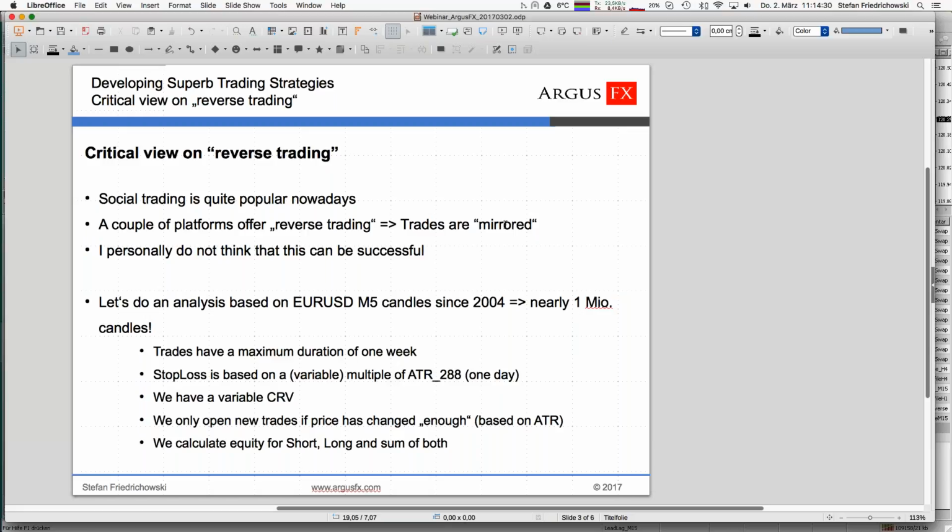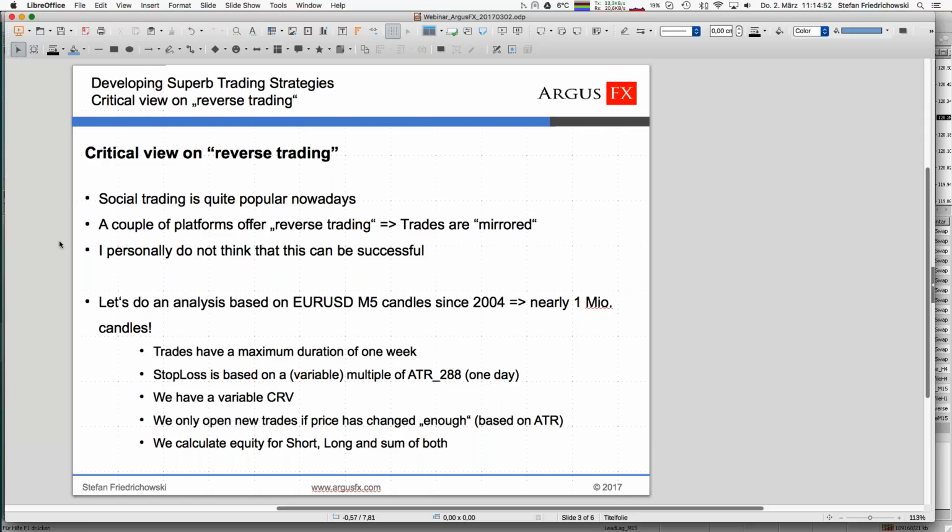If your trade is hitting the stop loss, it does not mean that the reverse trade would be reaching its take profit anymore. So looking into that in a little bit more detail, I will go on to the next slide and introduce everything a little bit more in detail.